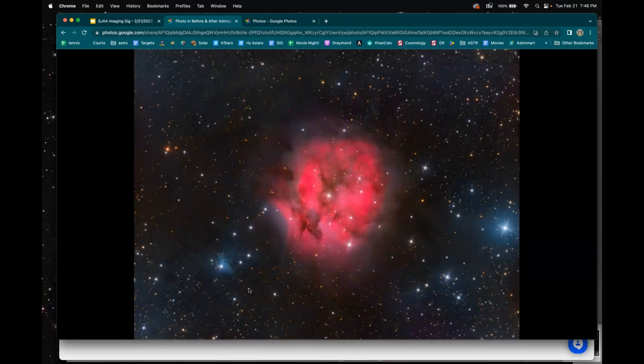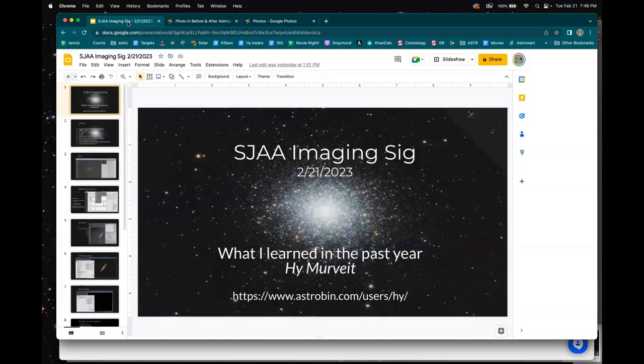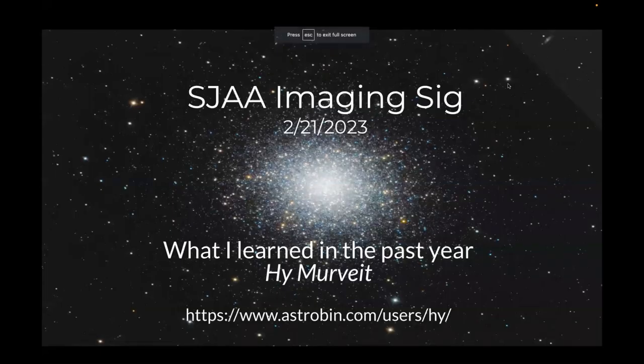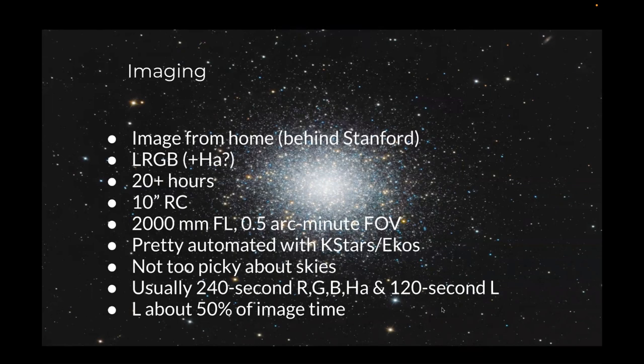So that's my introduction, my motivation for this. What I'm going to do is go through, let me switch to my slides here. I'll start this slideshow. And I guess I didn't say it, but if you want to see, basically all these images are in my Astrobin as well. So you just search user/HY, and you can find them there as well as in that slideshow.